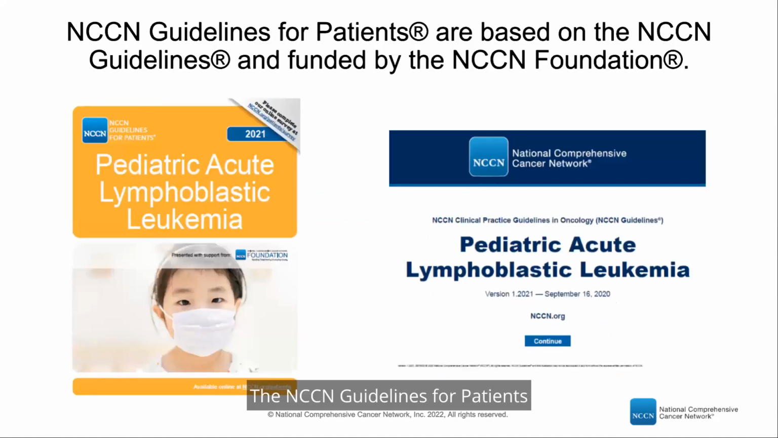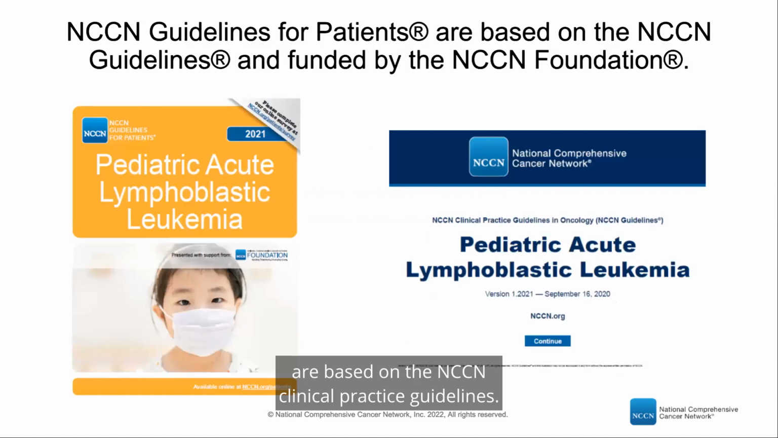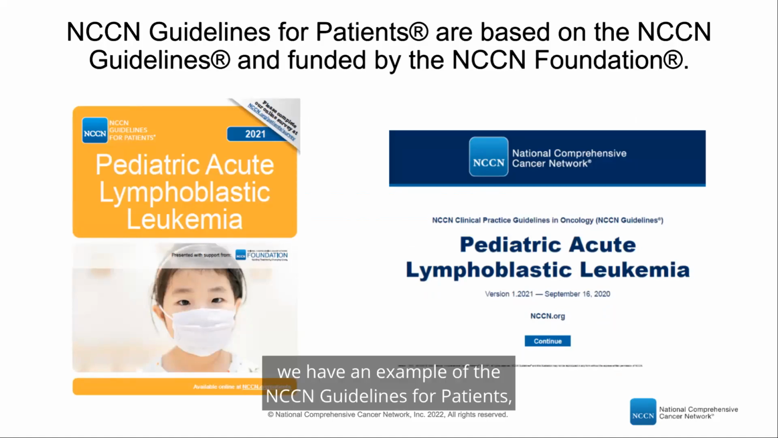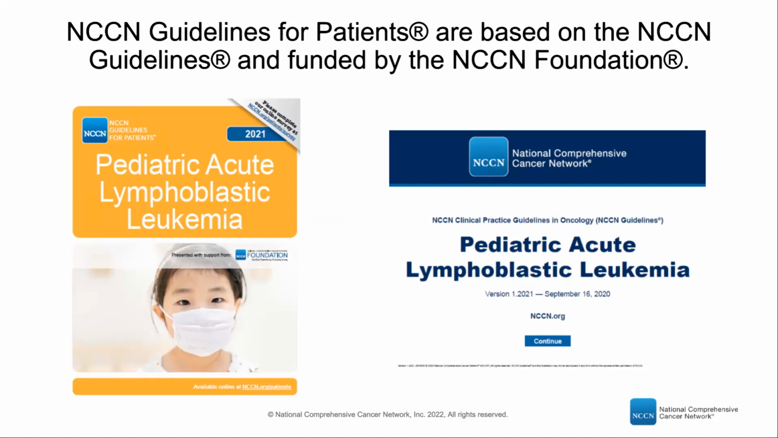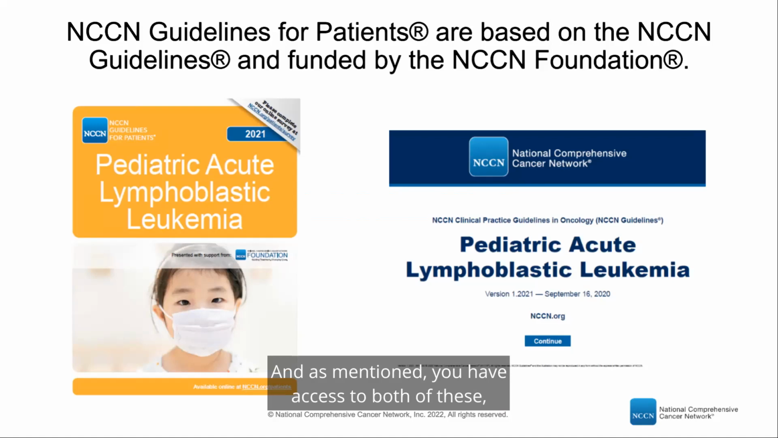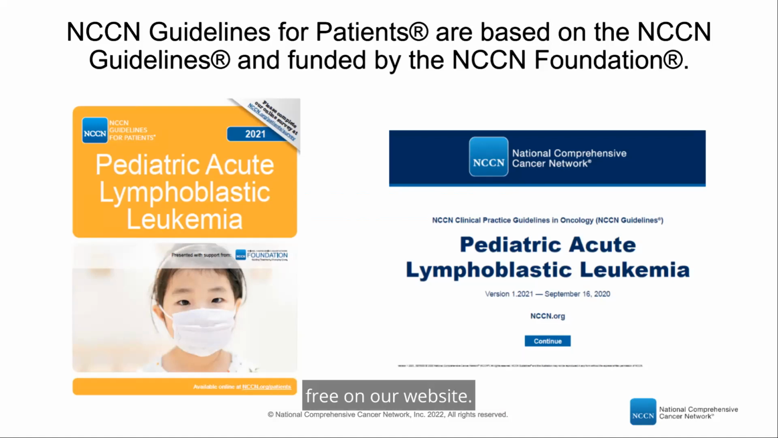The NCCN guidelines for patients are based on the NCCN clinical practice guidelines. They explain the same options for cancer care, but are written for patients, their caregivers, family, and friends. So on the left, we have an example of the NCCN guidelines for patients, pediatric acute lymphoblastic leukemia, or ALL. And on the right is a sample of the cover of the clinical practice guidelines. And as mentioned, you have access to both of these free on our website.